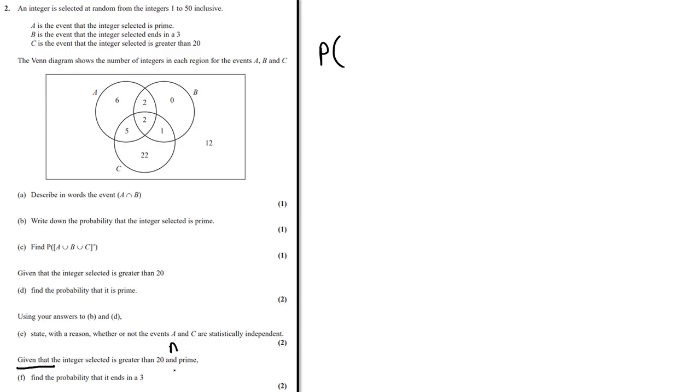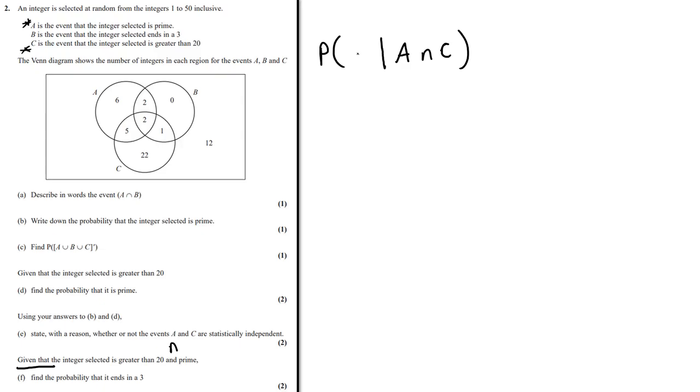So we just need to find the two events here. So which event is greater than 20? Well, that's going to be the event C here. Okay, C is the event that the integer selected is greater than 20. So that's going to be C. And prime, well, we know that's the event A here. Okay, A is the event that the integer selected is prime. Okay, so we'll put our conditional probability in, so that's going to be A intersection C. Okay, that's what we're conditioning on here.